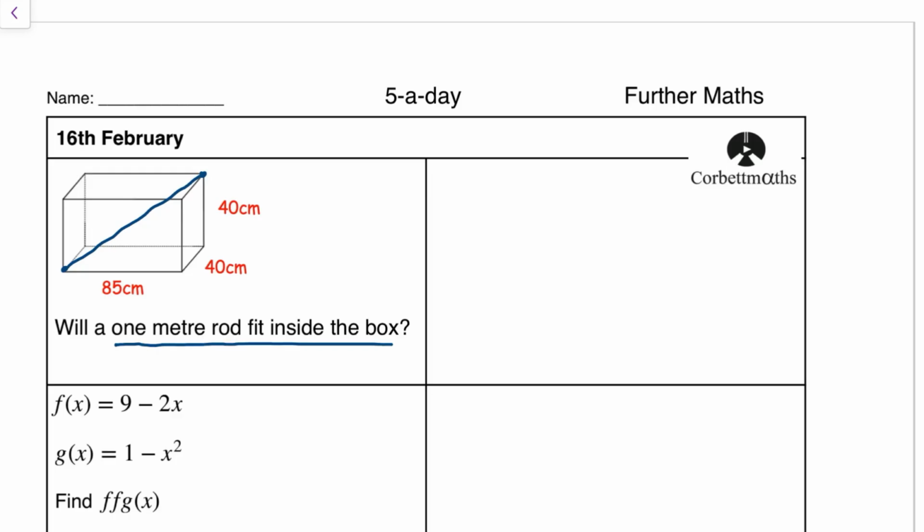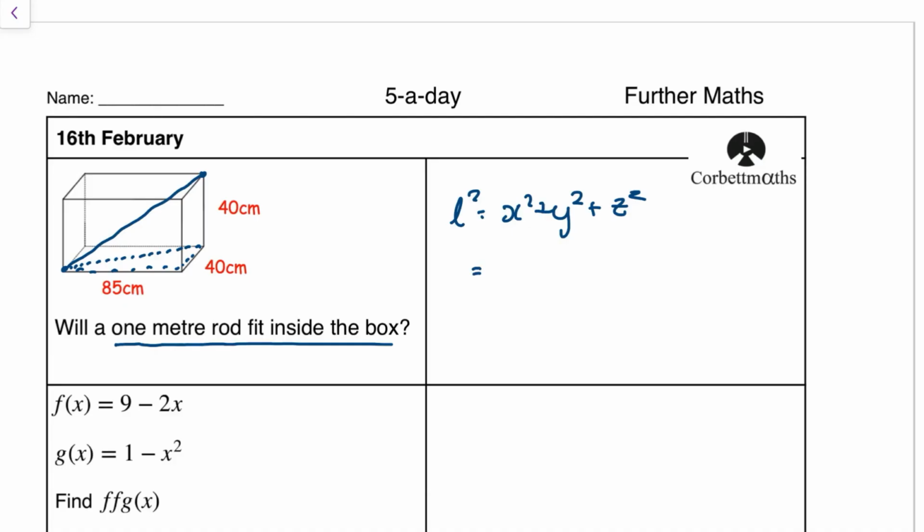Now, there's two ways of doing this. You've either learned how to do 2D Pythagoras twice, or you've learned 3D Pythagoras, which comes from 2D Pythagoras, and tells you that the length squared is equal to x squared plus y squared plus z squared. In other words, 3D Pythagoras you can do all in one go.